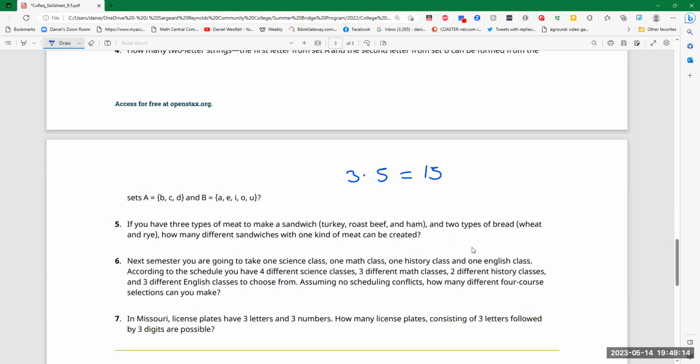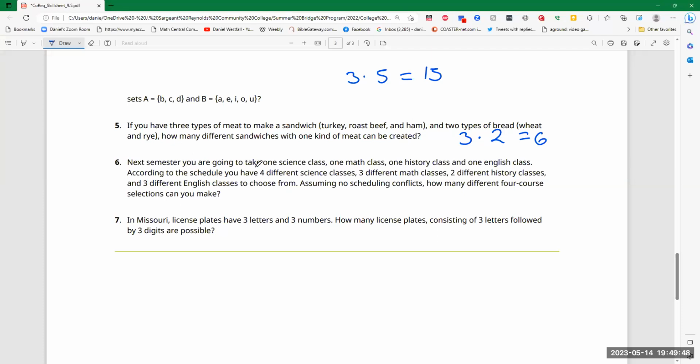If you have 3 types of meat to make a sandwich, turkey, roast beef, and ham, and 2 types of bread, wheat and rye, how many different sandwiches, each with only 1 kind of meat, can be created? 1 type of meat, 1 type of bread, right? So we're not making Shaggy Snacks or whatever. If you've seen Scooby-Doo, you're not piling on the meat and bread. So we've got 3 types of meat, 2 types of bread. We've got 6 different sandwiches that we could make from that.